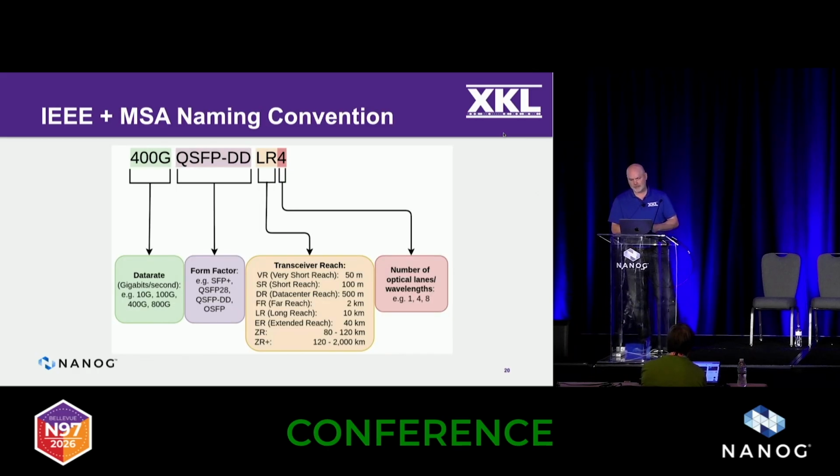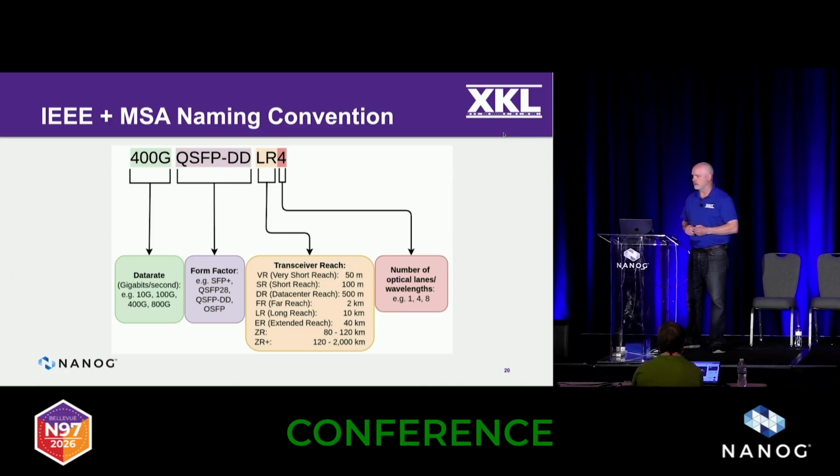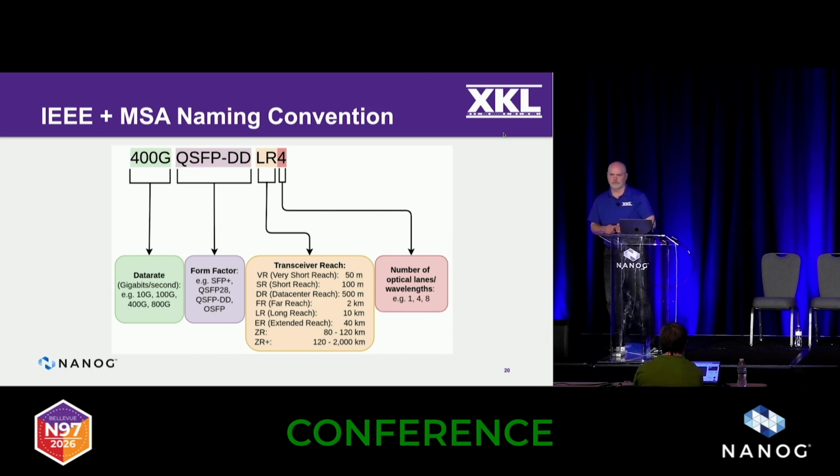But a more common convention is sort of this coupling of the IEEE spec and some of the MSA stuff. So when you're looking for a transceiver for whatever your application is, you're generally going to see something like this, 400 gig QSFP DD LR4. So there's your data rate, the form factor, QSFP DD, there's OSFP, right? There's a whole bunch of different form factors, so it's really important that you understand what the device's package looks like. Then you have the transceiver reach.